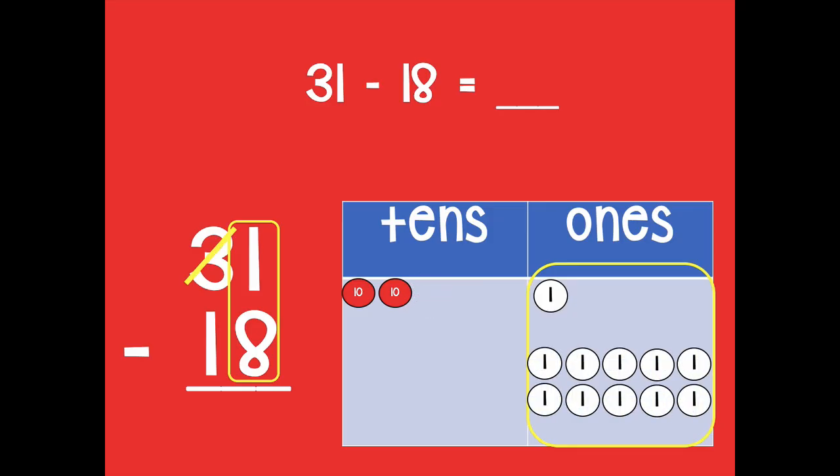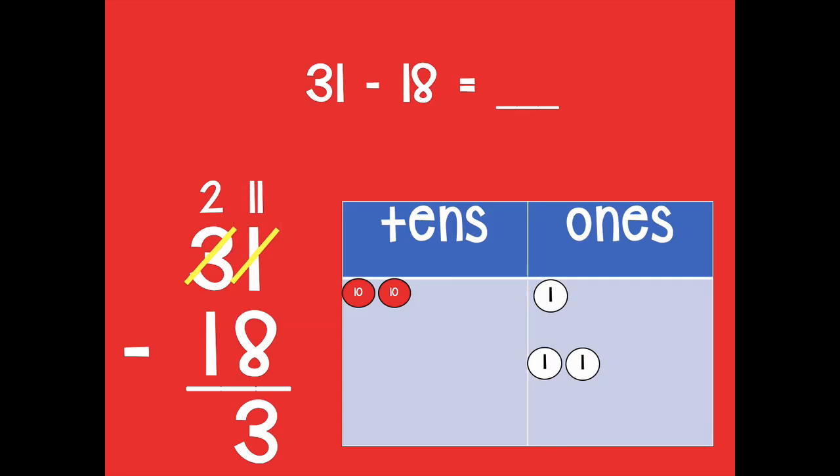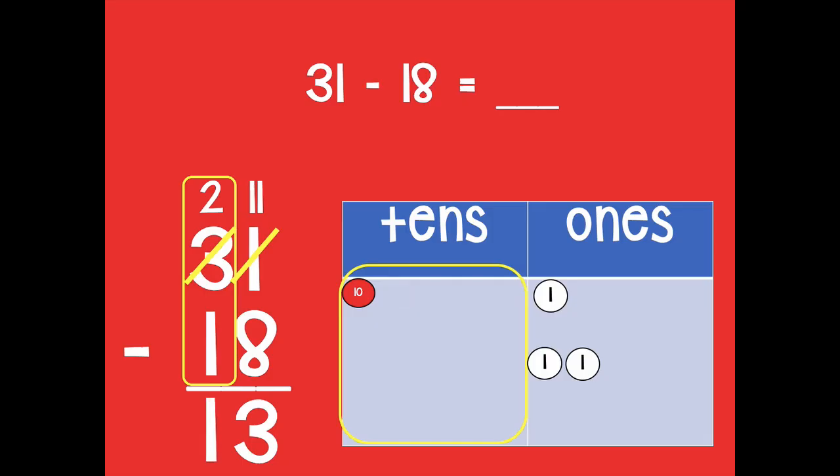So now I can model that on my vertical form. So I have 2 tens, and now I have 11 ones. So now I'm able to do 11 minus 8, which leaves 3, and move to the tens place. 2 tens minus 1 ten equals 1 ten. So 31 minus 18 equals 13.